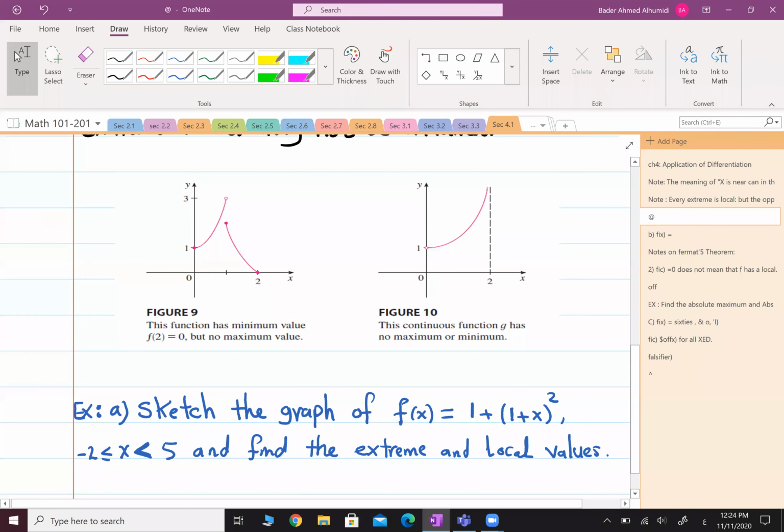And this is an example that shows this. The function has a minimum value f of 2 which is equal to 0 but there is no maximum value. What is the reason? The reason here is f is not continuous. It is not continuous. And for this we lost it. But we said, not necessarily.